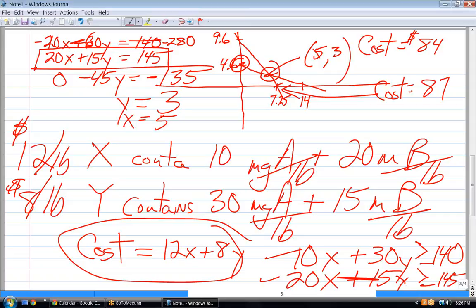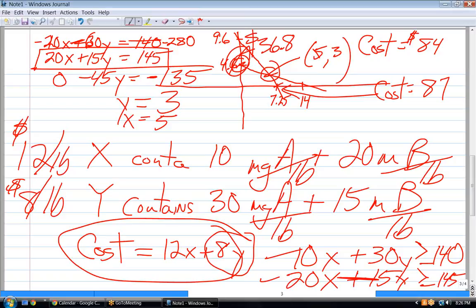In other words, 4.6 times 8, because there's 0 x's and 8 y's when we're at that point. Yeah, 36.8. That would appear to be the minimum cost, $36.8. Which means what? It means that we want no x's and 8 y's.